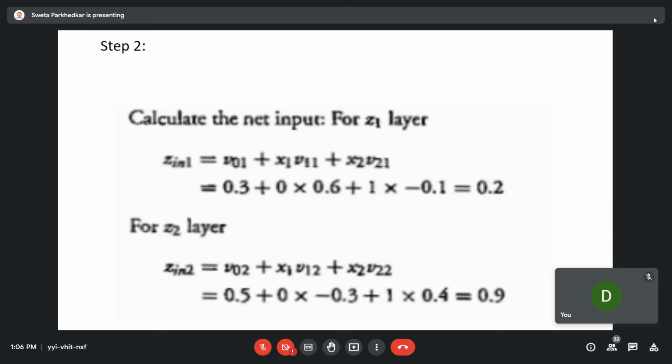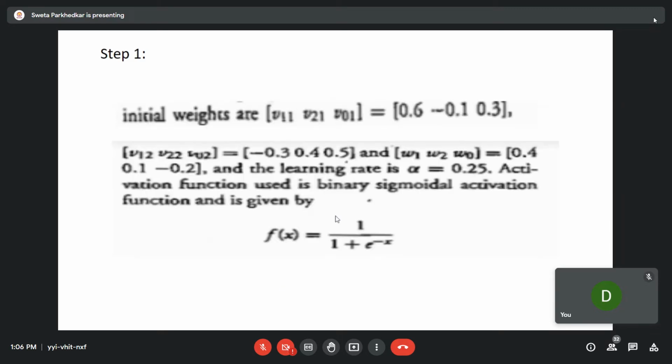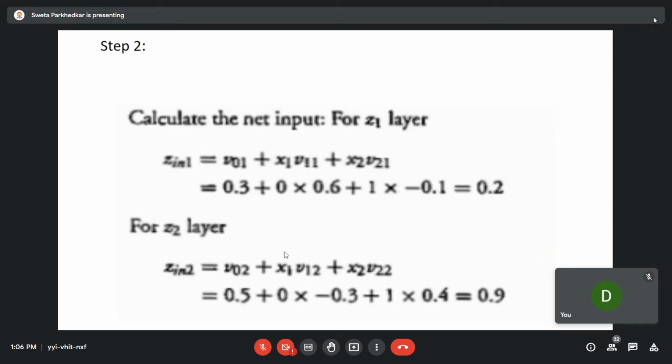Is to apply the activation function. ठीक है, हमारे पास activation function कौन सा है? This is binary sigmoidal function. Then 1/1 plus e raised to power minus x, right? So f of x की जगह पर what it will be the function f of z in, right? So f of z in 1, f of z in 2. तो हमको क्या मिलेगा? z1 and z2.